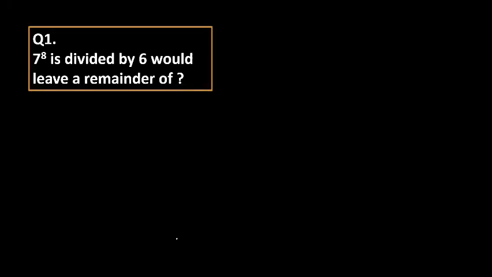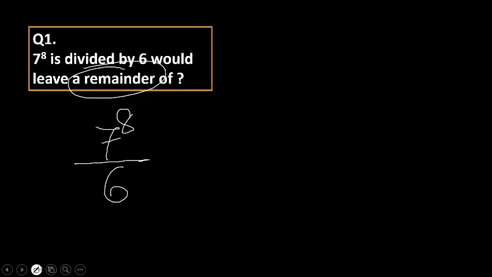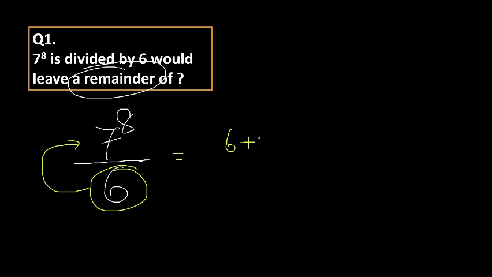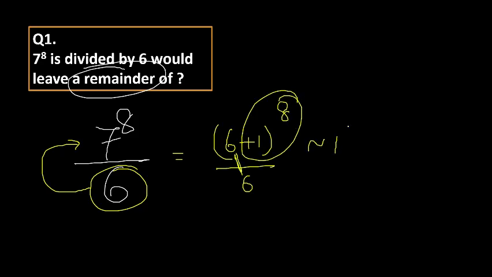Okay. Let's try some questions based on this rule. Tell me 7 raised to the power 8 divided by 6. What will be the remainder? Fast, everyone. Good. 1. So simply we have to write 6 on the upper side. You will get 6 plus 1. It seems divisible. The next one is your answer. 1 raised to the power 8 is 1. That's all.